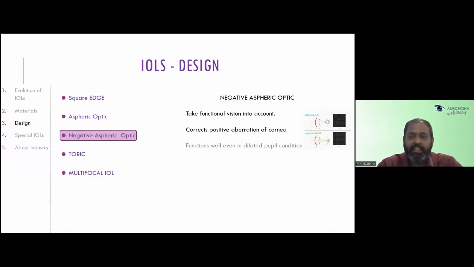So this is the thing. A zero aberrated IOL is better than a negative aberrated IOL outside the eye. But when you put it inside the eye, taking into consideration the positive corneal aberration, a negative aspheric lens will give a much better vision to the patient, much better contrast sensitivity, and thereby the quality of the vision is better for the patient.